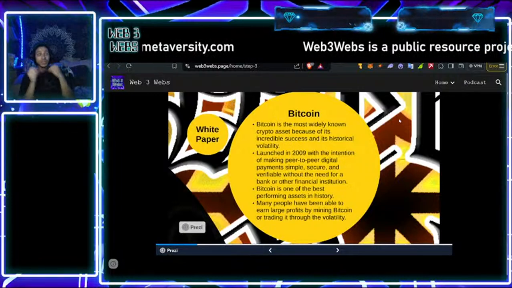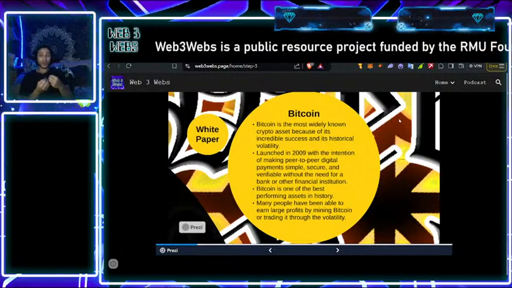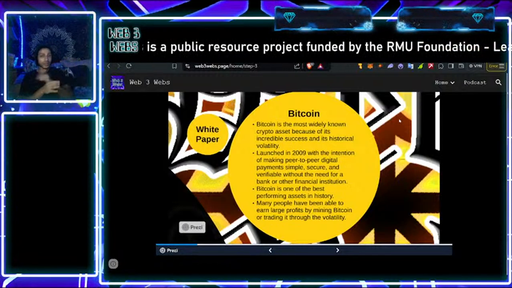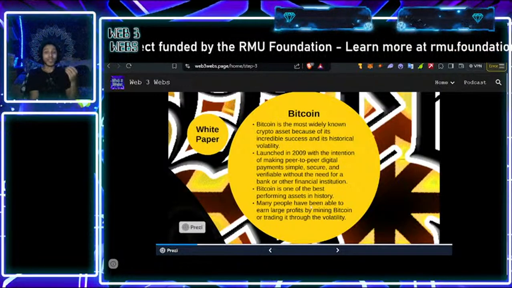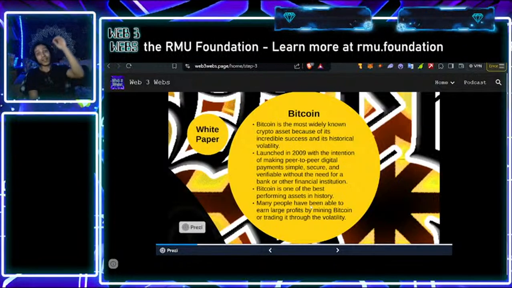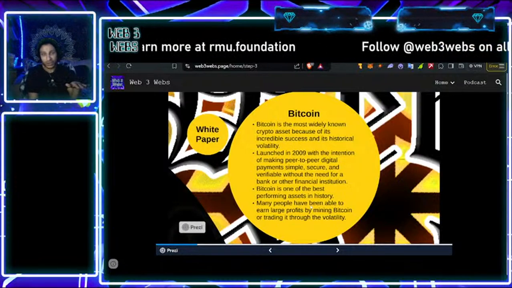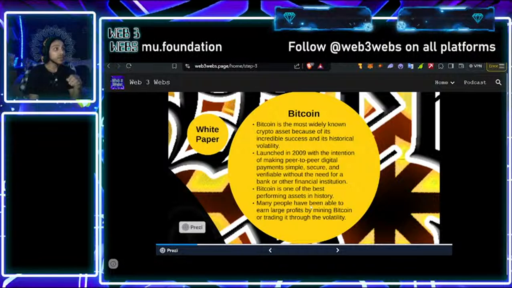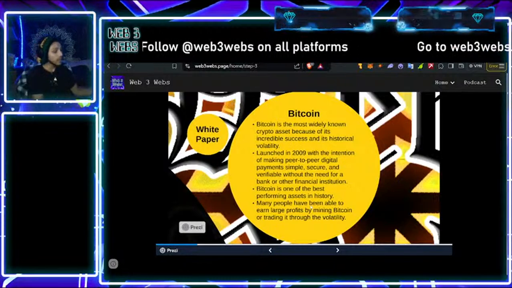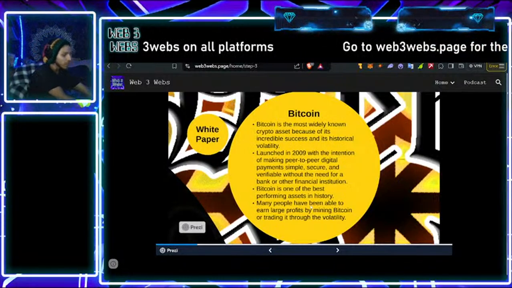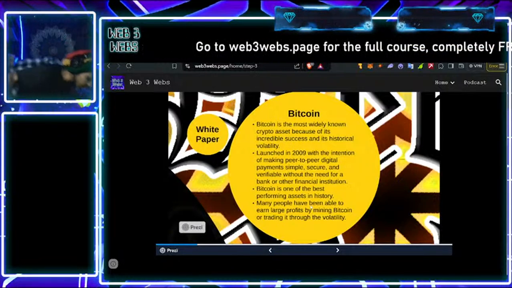Huge, right? Because in most places, pretty much everywhere in the world, you need to go to a bank in order to access any type of funds. This is no longer the case. So, Bitcoin is one of the best performing assets in history. It's had the highest percentage gain of any asset ever before on the books. Period. Many people have been able to earn large profits by mining Bitcoin or trading it through volatility. And we'll explain a little bit more about that too. Remember, mining and volatility were vocab words, and we talked about mining in presentation 2.